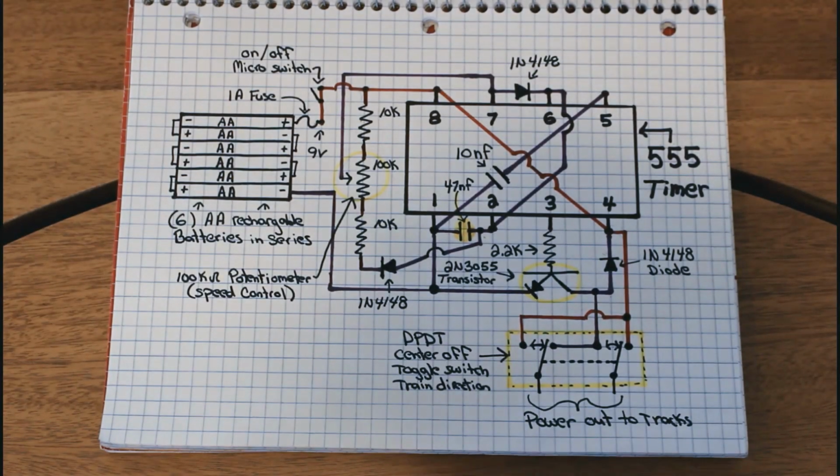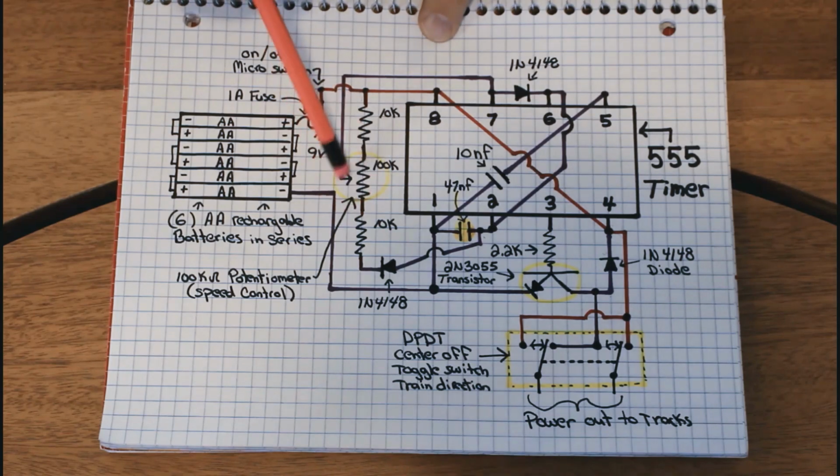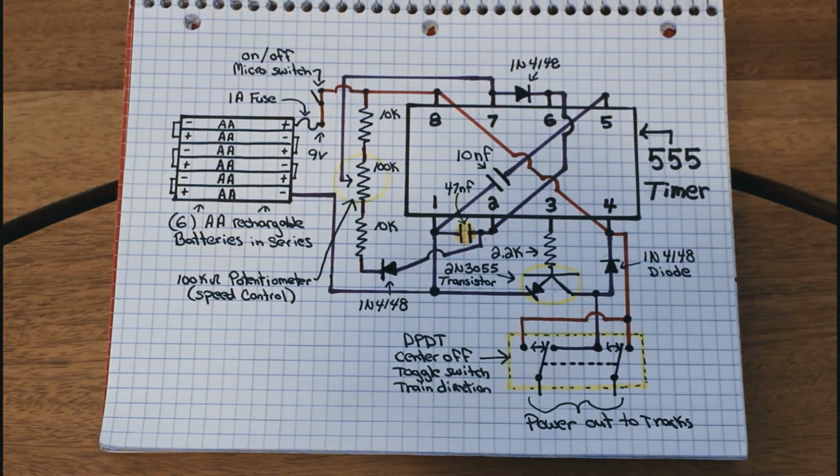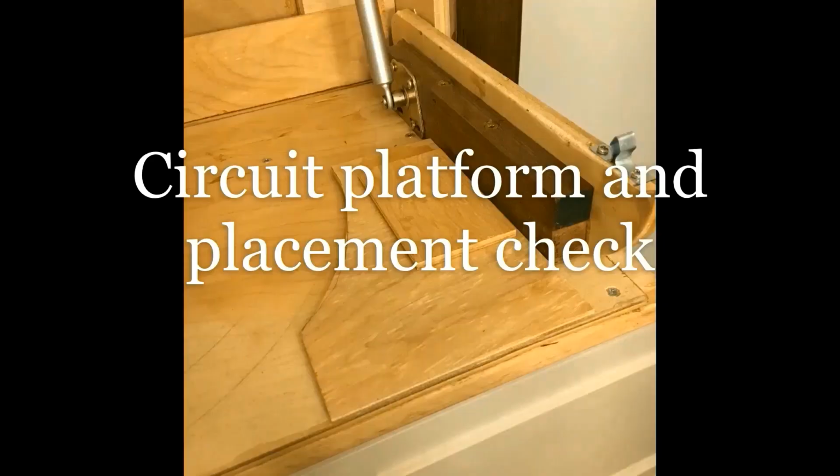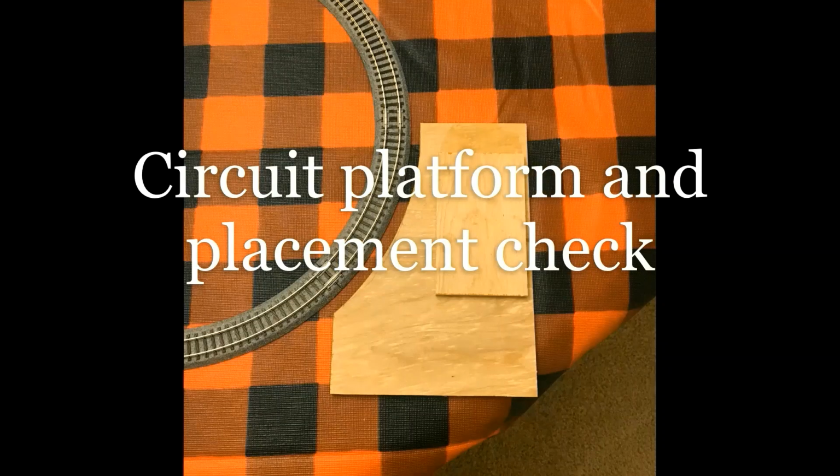So pulse width modulation is great if you want your train to move real slow, because it'll always provide maximum voltage to that motor even at a low duty cycle, and that's why it won't stall.